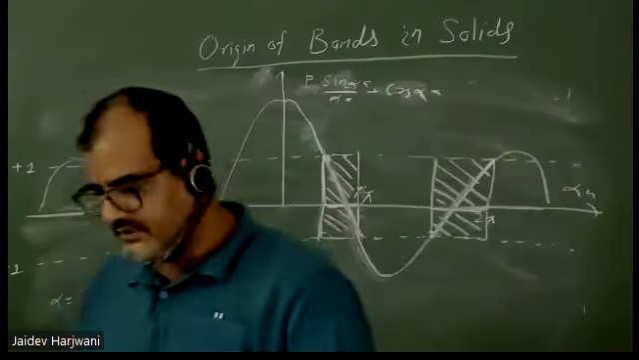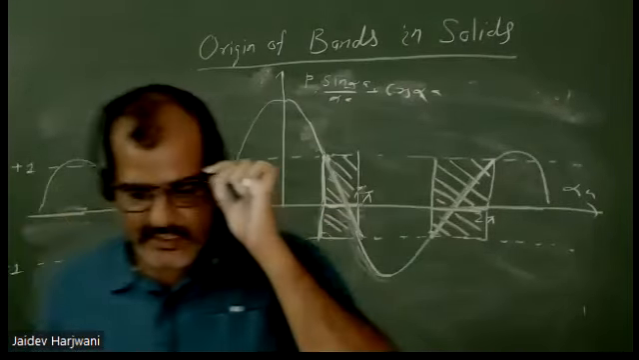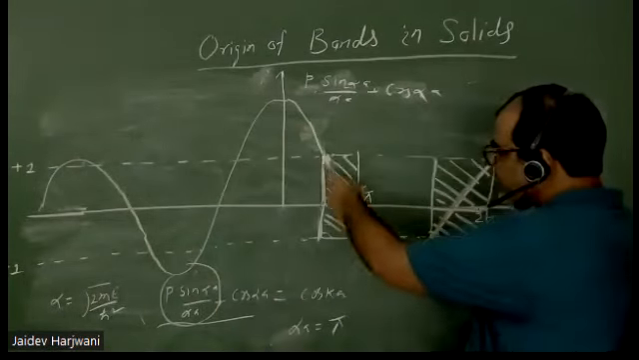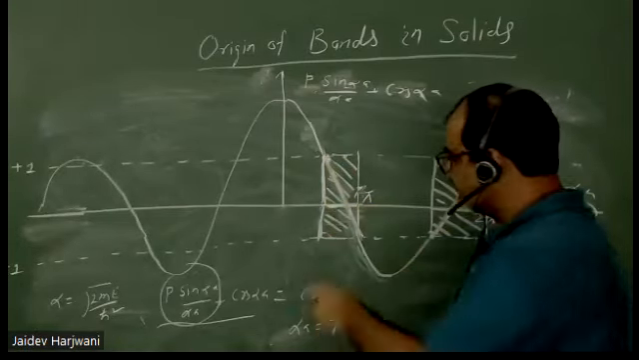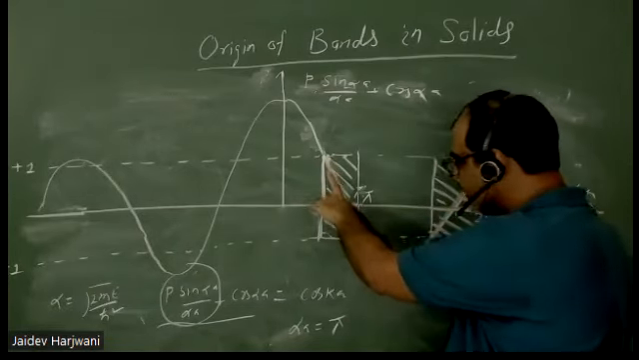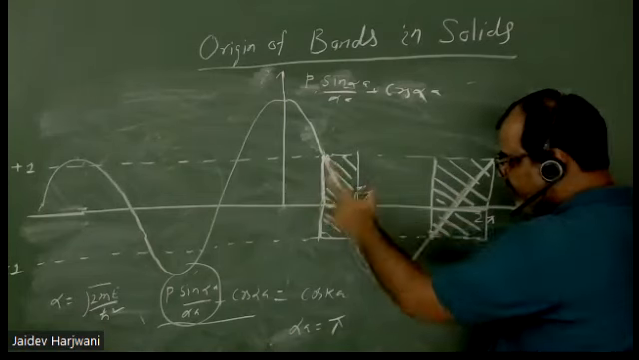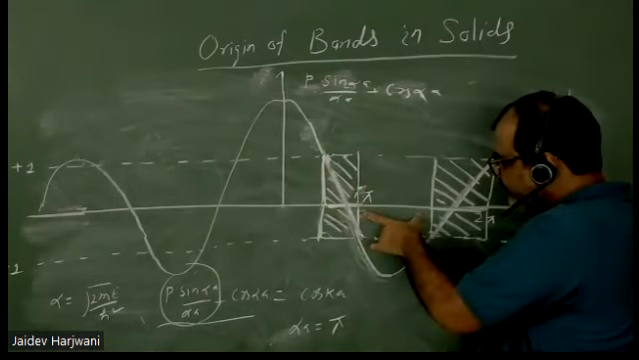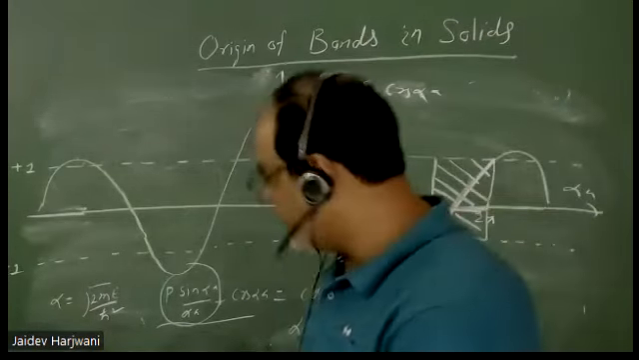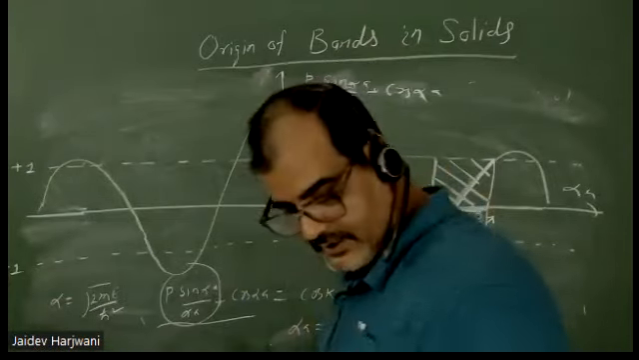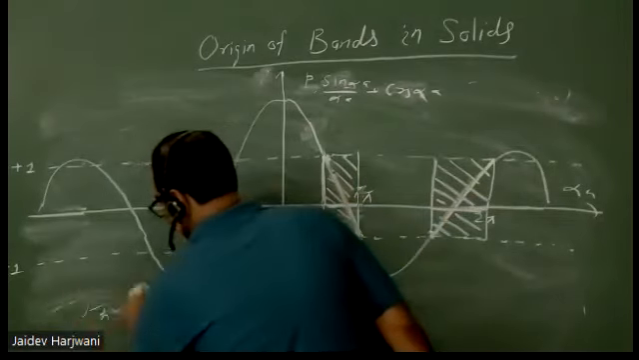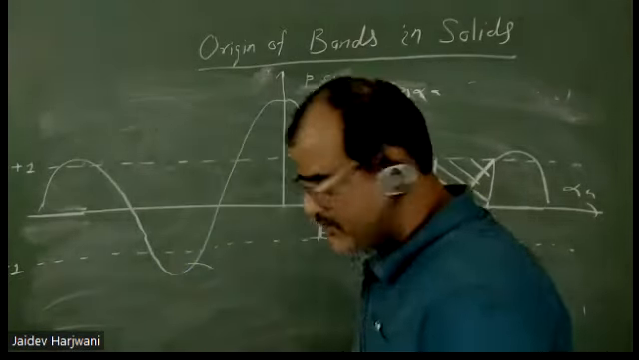Now what conclusion comes out from this graph? The first conclusion from this graph is that whenever you have a periodic potential, there is an allowed range of alpha values, and between these allowed alpha energies you have forbidden gaps. That means you are getting bands. So what is conclusion number one from this graph? You can write conclusion number one.